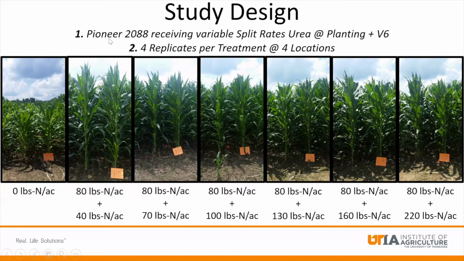All of the plots throughout the 3 years that we've been conducting the study were conducted with Pioneer 2088, in a poll of dairymen in the state. That's the most common corn silage variety planted. And for each of these treatments, we replicated those 4 times, and we replicated the entire plot array at 4 different locations, near Knoxville and Crossville, Springfield, Tennessee, and Spring Hill, Tennessee, at our different research and education centers. All of this to say that the study is well replicated.